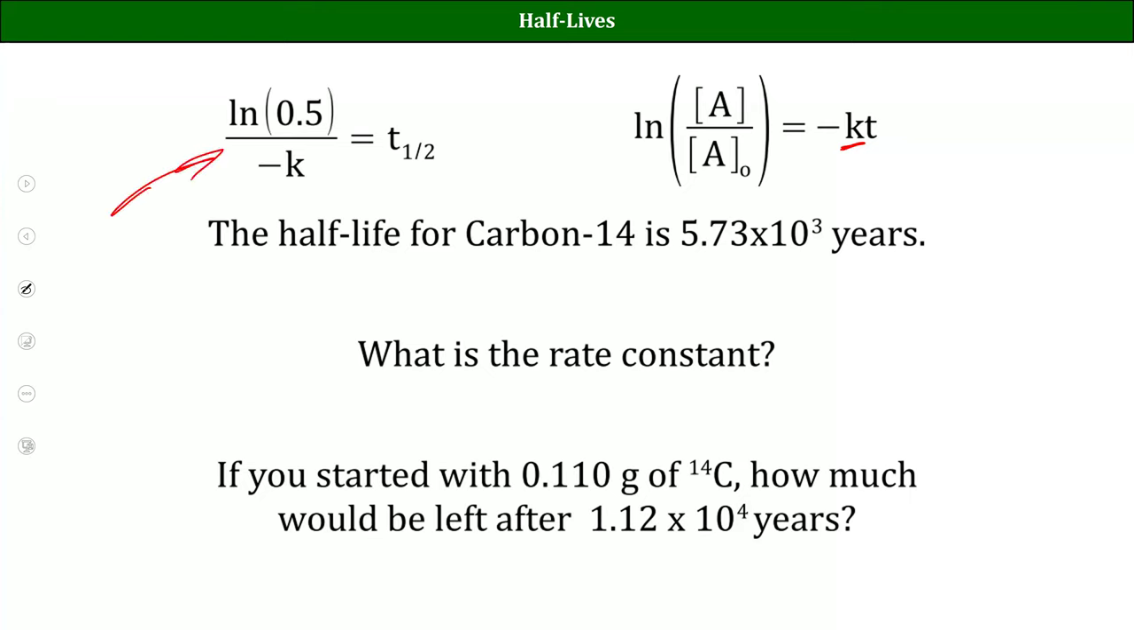Let me start by just figuring out K. Negative 1.2 times 10 to the -4. Yeah. Once we have that, we can figure out anything else, right?